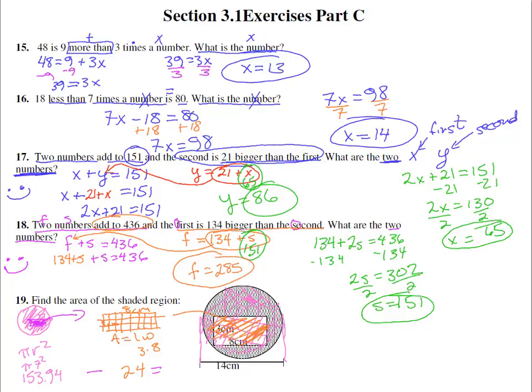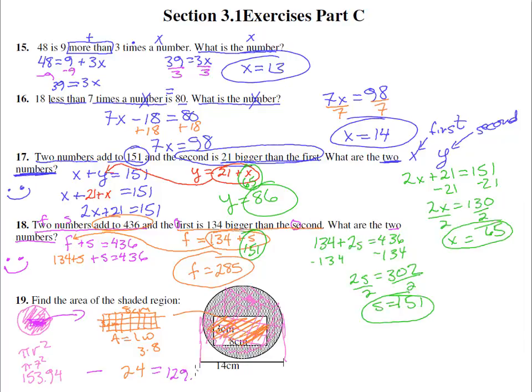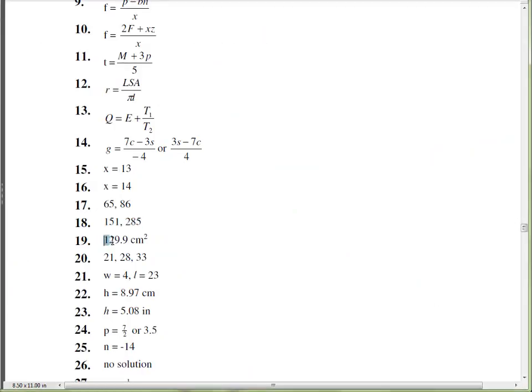153.94 minus 24, let's go ahead and punch that in, minus 24 equals, and we get 129.94. We have found an area, so we know that we are in little square centimeters. Let's double check our answer. 129.9, they just rounded at a different decimal place than we did. Good, that's great.